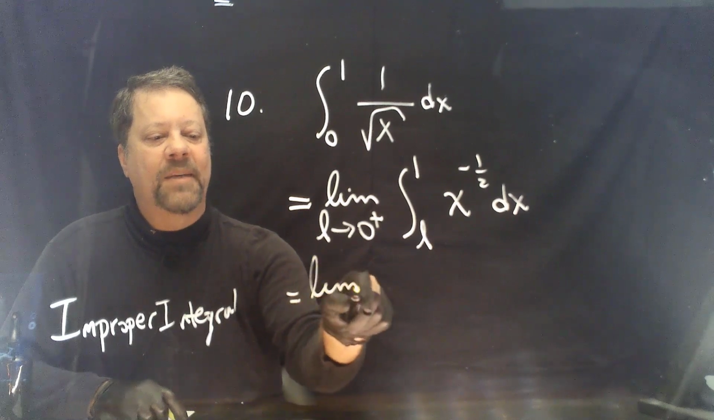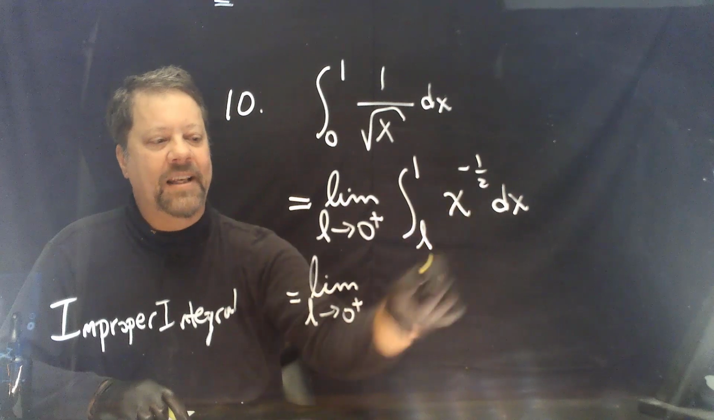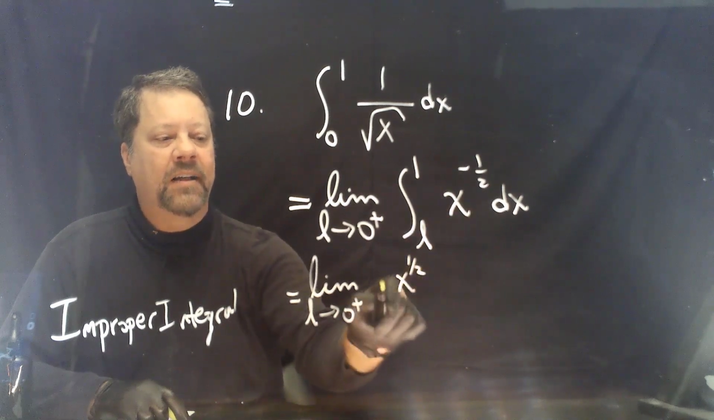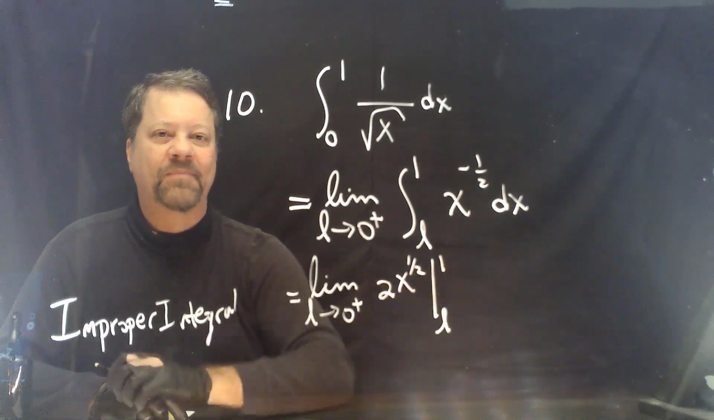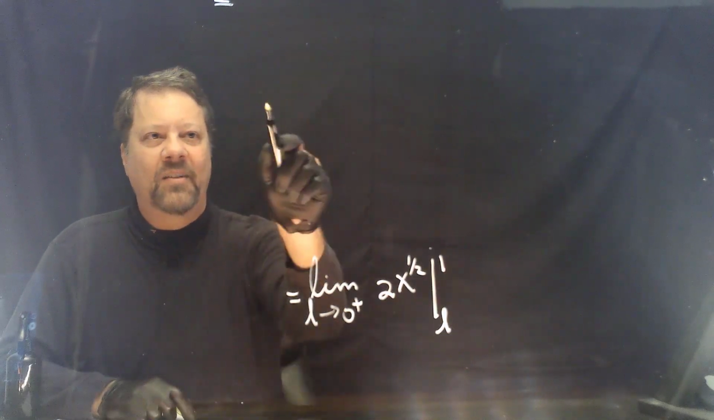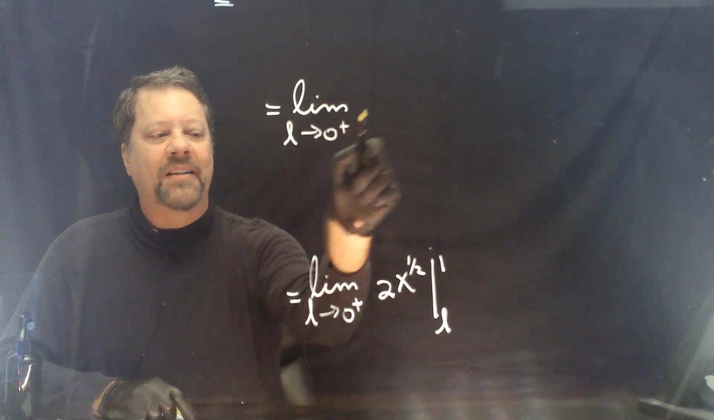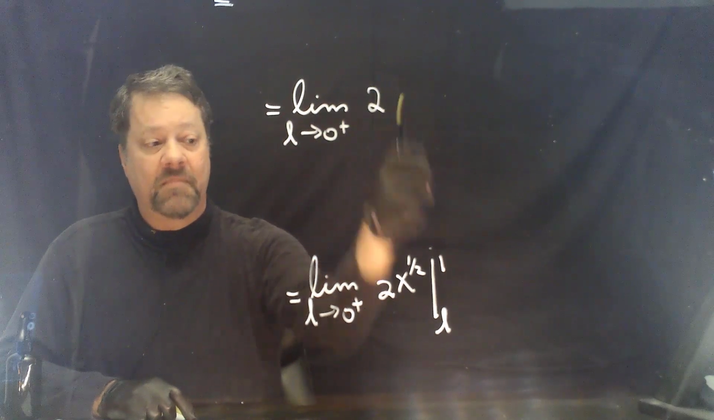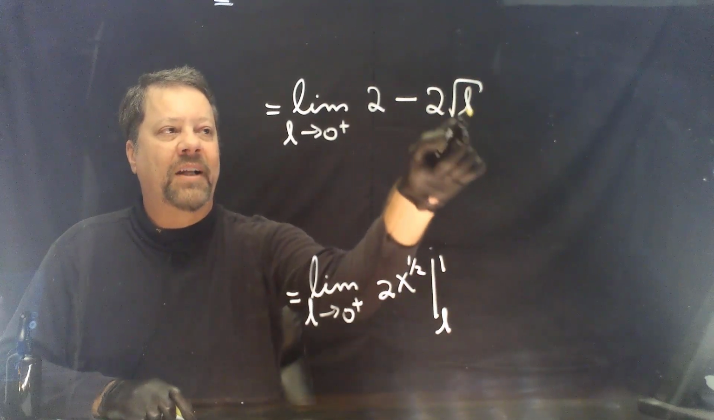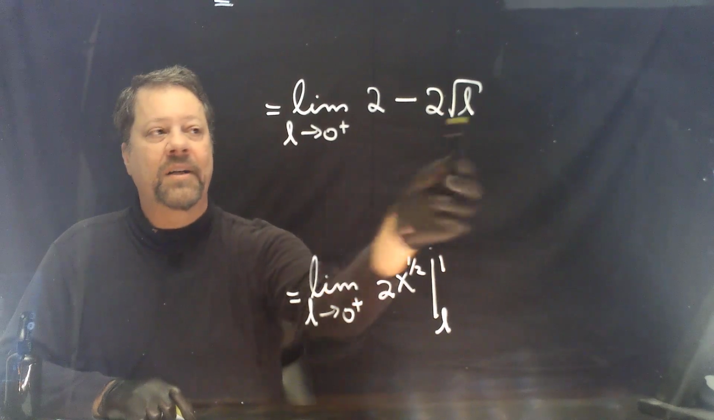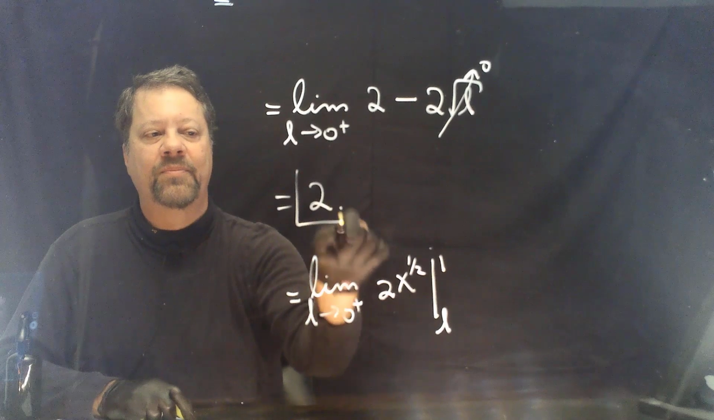That gives us the limit as L goes to 0 from the right. We add 1 to the exponent and divide by the new exponent, and we're evaluating from L to 1. We have then the limit as L goes to 0 from the right of twice the square root of 1 is 1 minus 2 root L. Since L is going to 0 from the right, the limit will be 2.